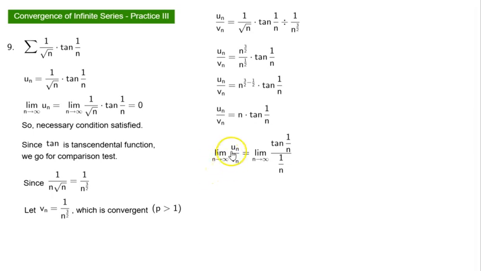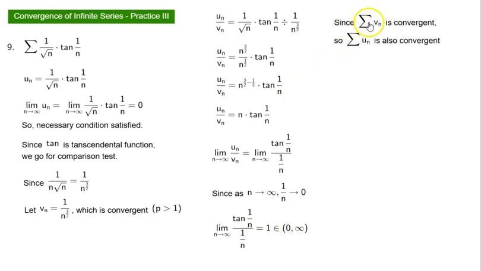So the limit as n goes to infinity of u sub n by v sub n is equal to the limit as n goes to infinity of tan of 1 by n divided by 1 by n. Since as n goes to infinity, 1 by n goes to 0, that means the limit as n goes to infinity of tan of 1 by n divided by 1 by n is equal to 1, which is in the interval 0 to infinity, a finite value. So that means since v sub n is convergent, the u sub n series is also convergent. Let us look at the next one.